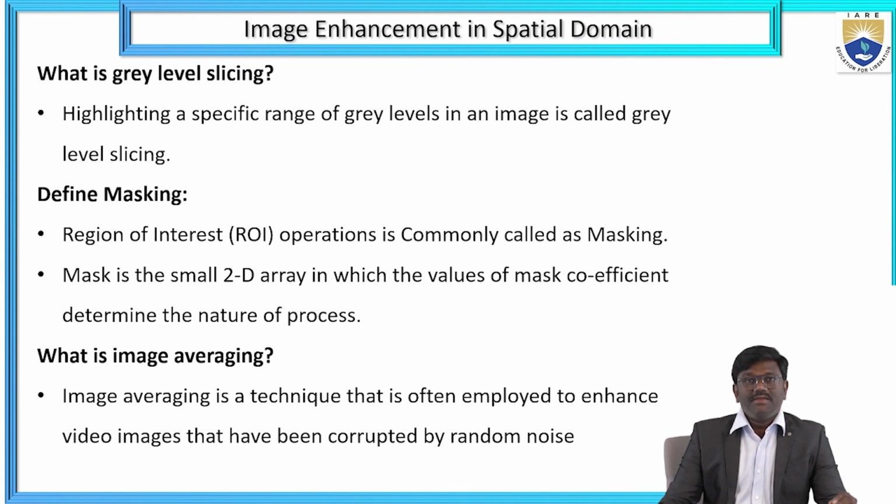What is image averaging? Image averaging is a technique often employed to enhance video images that have been corrupted by random noise.